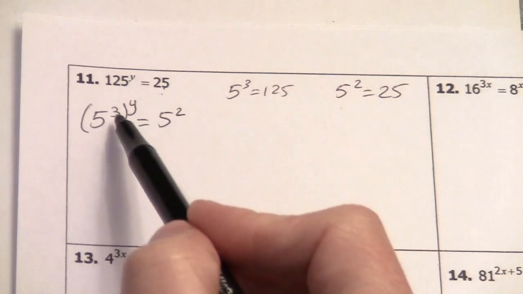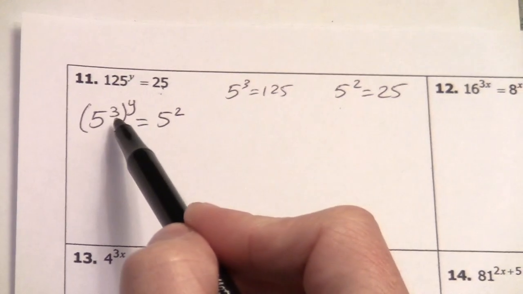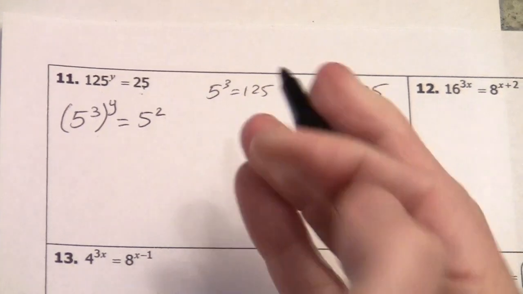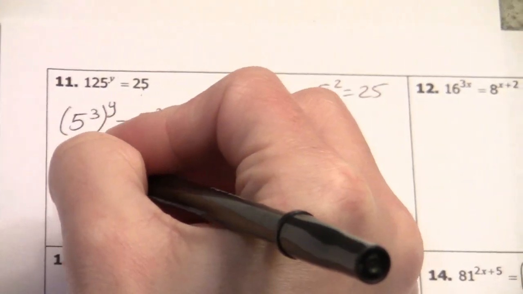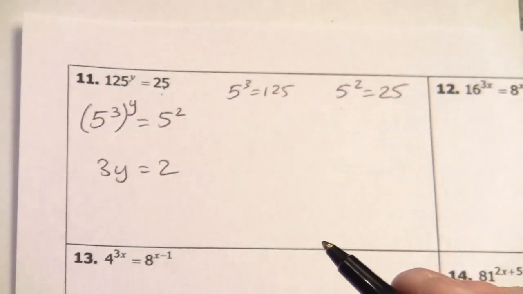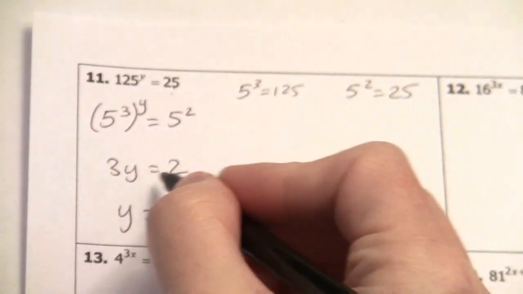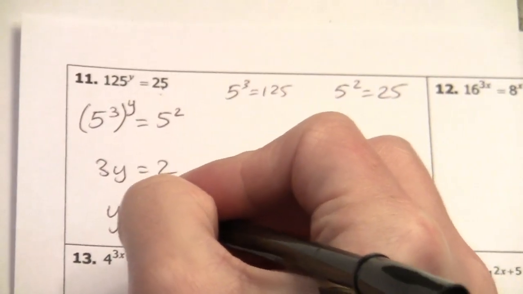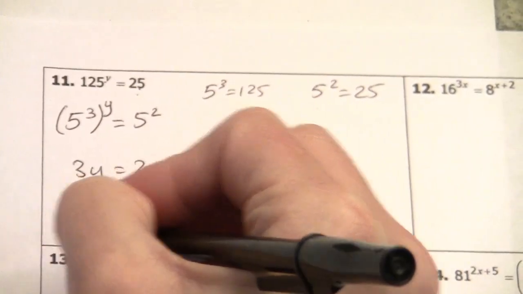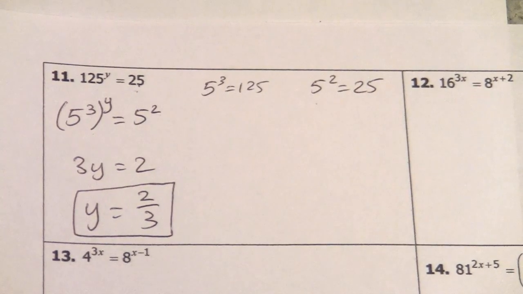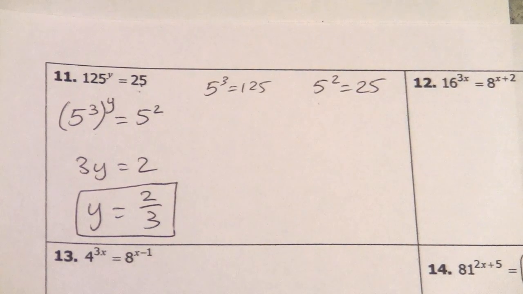All right. Power to a power, this would be 3y, and this would be 2. So let's do 3y equals 2. y equals, divide both sides by 3, 2/3. You take your time on these, I don't think you can go wrong.